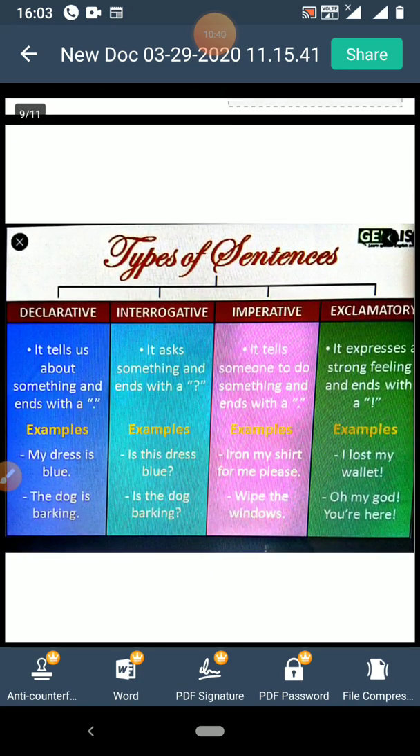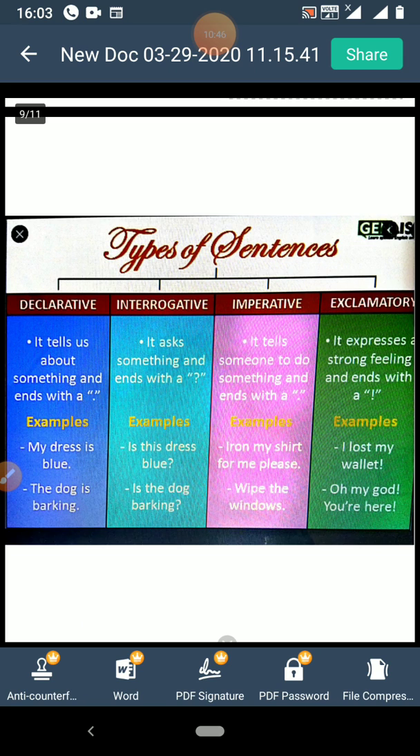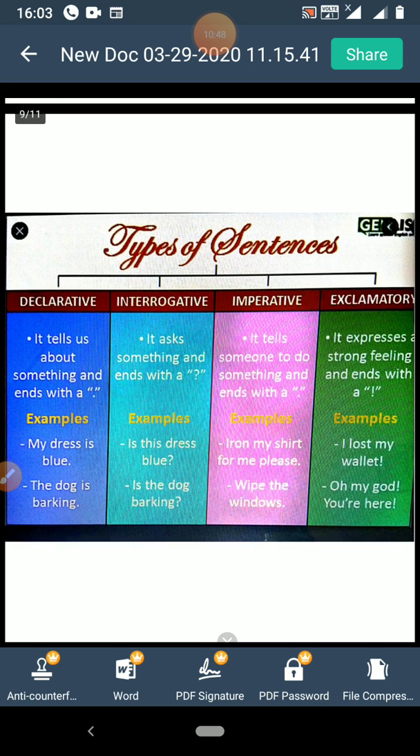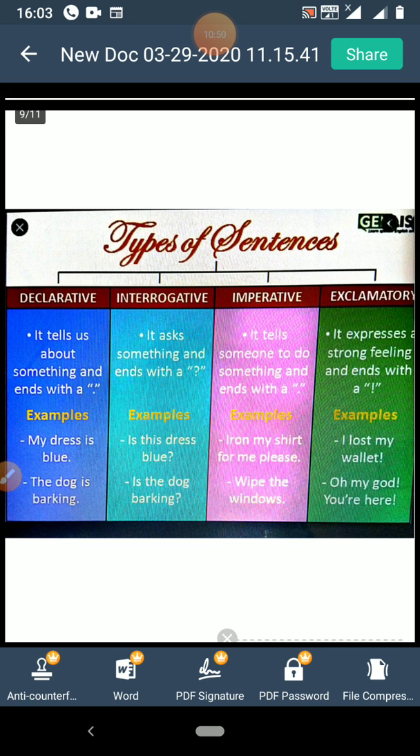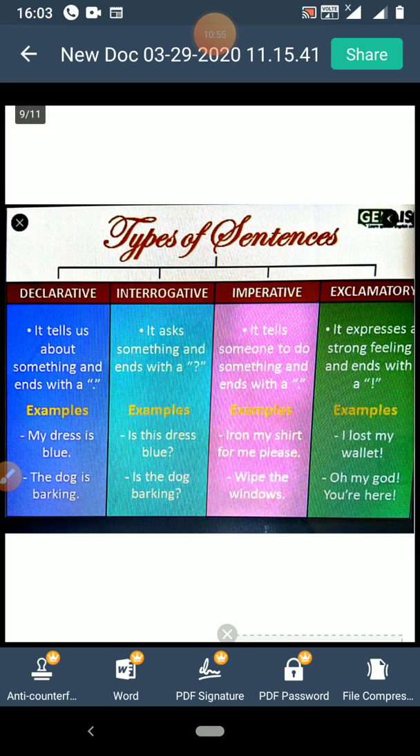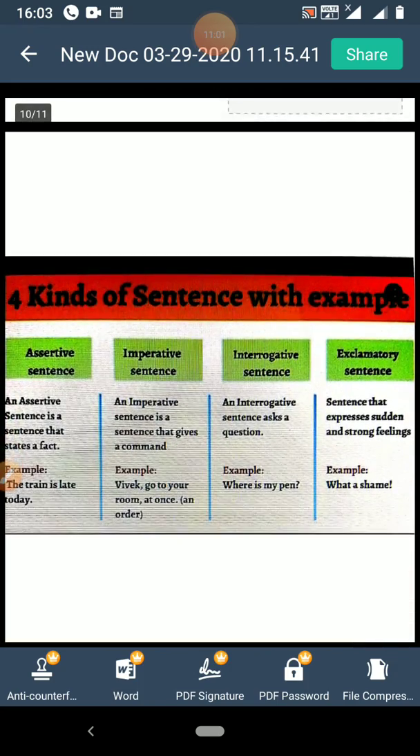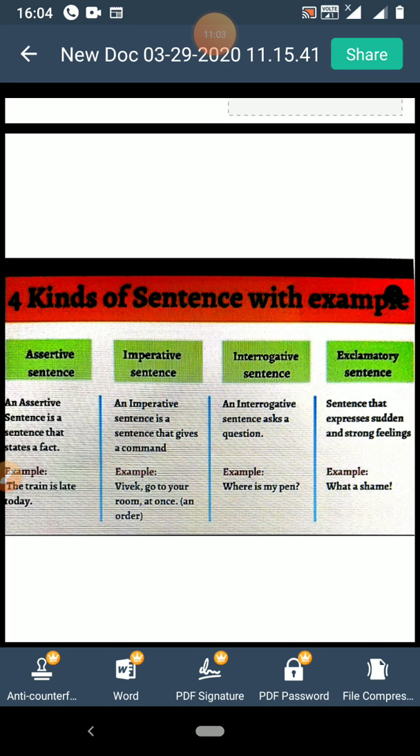Declarative tells us about something and ends with a full stop. Interrogative asks something and ends with a question mark. Imperative, it tells someone to do something and ends with a full stop. Exclamatory sentences express strong feeling and end with an exclamation mark. So, I hope kinds of sentences are clear to you.